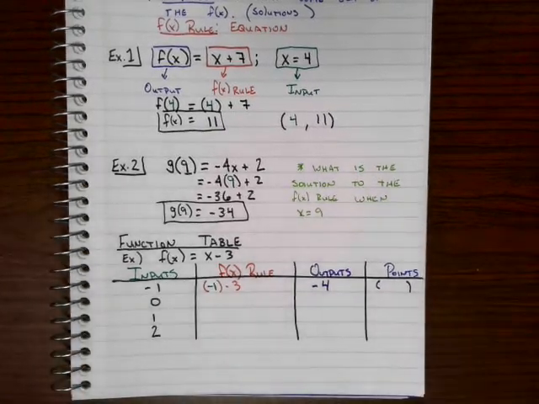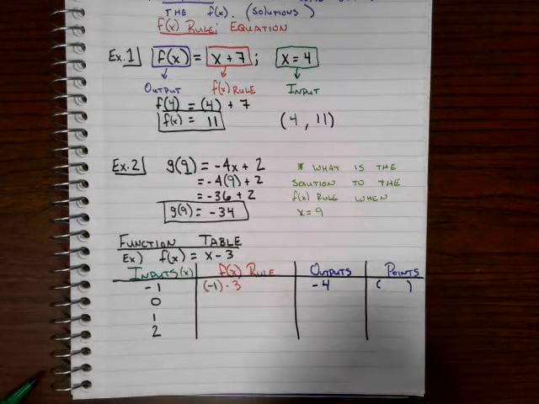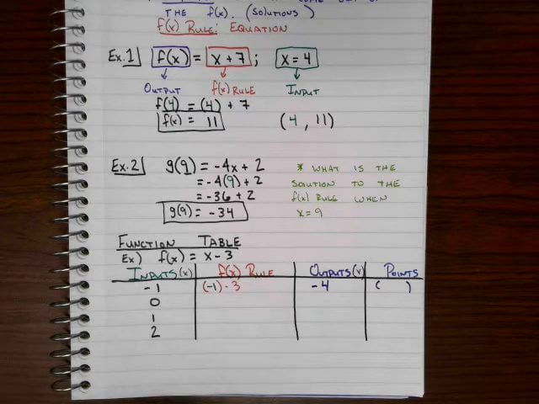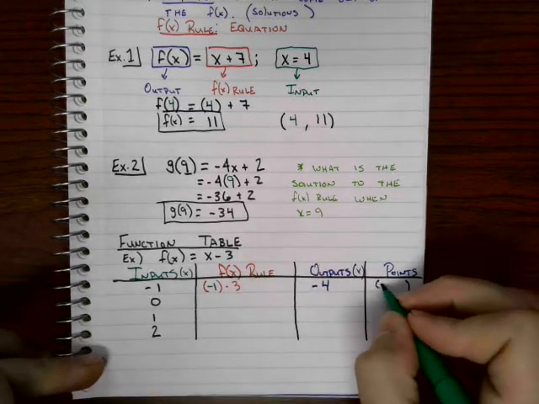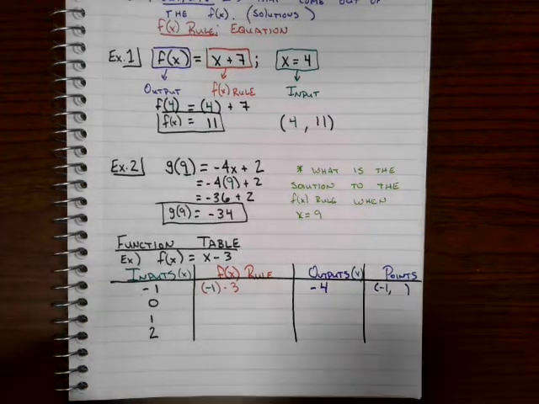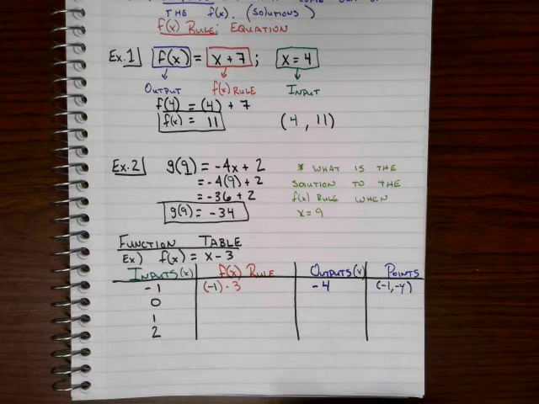Remember what your x is. Your inputs is your x. Your outputs, remember, this is your y. So my coordinate point for this example would be negative 1, comma, -4. That's one coordinate point. We would do the same for all three of these.